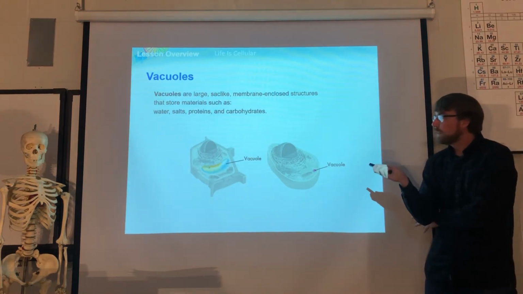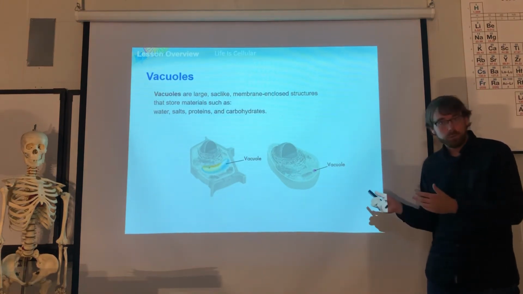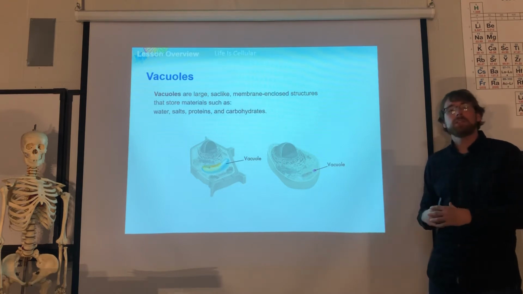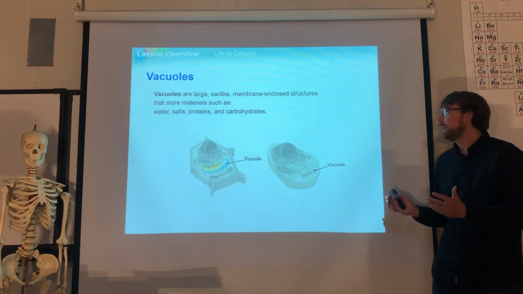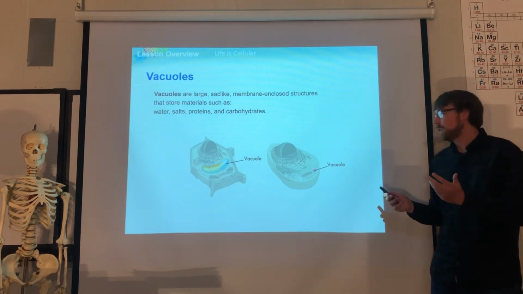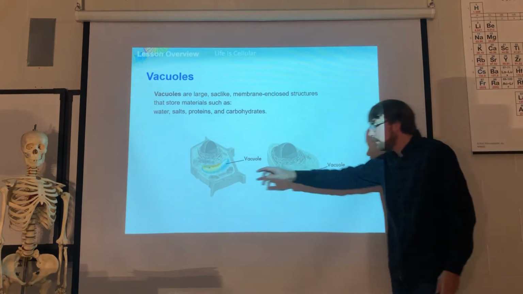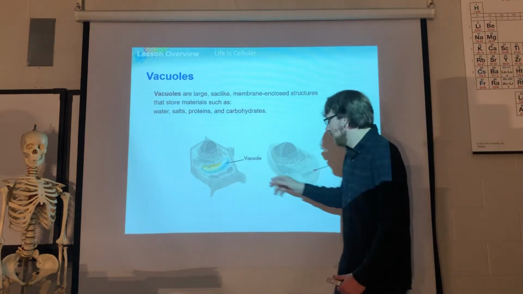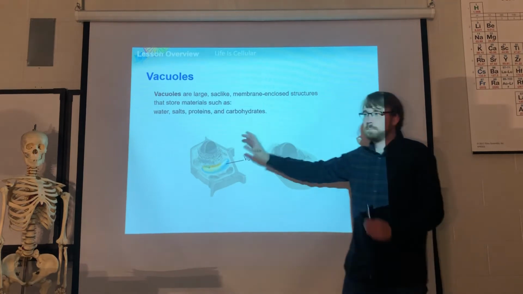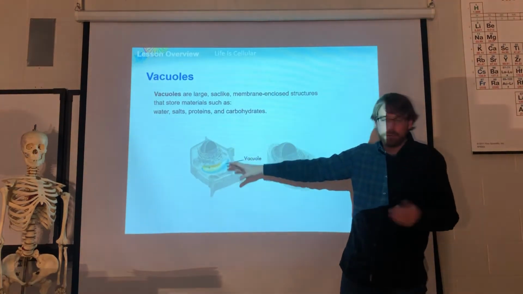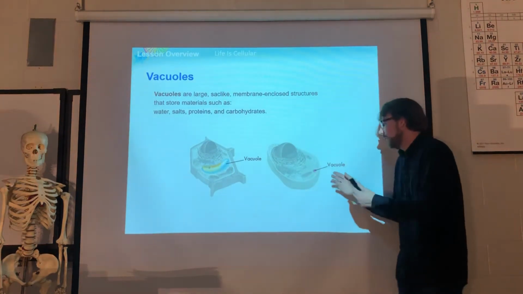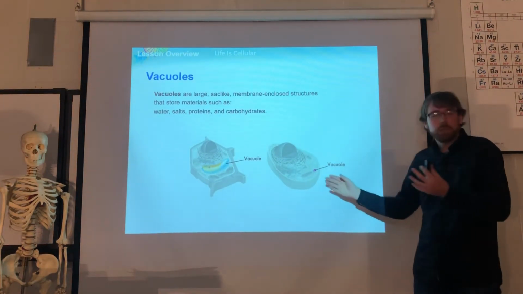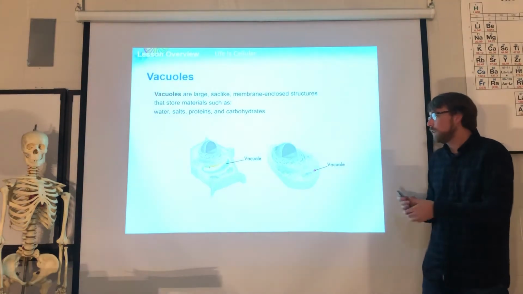So next organelle is a vacuole. A vacuole is basically just a big bag. Vacuoles are large sac-like membranes that store materials like water, salts, proteins, and carbohydrates. They tend to be a lot larger in plants than in animals because plants can't walk around to get a drink. They have to store water, whereas animals generally aren't storing as much water as a plant would.